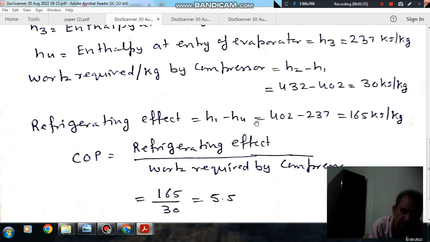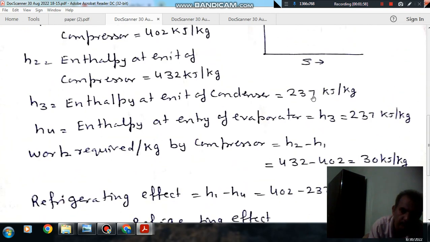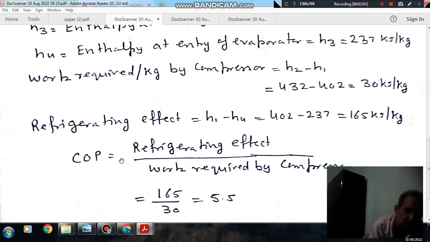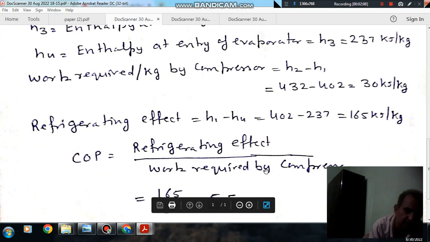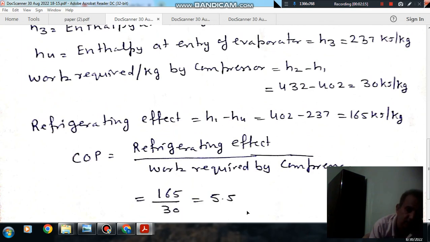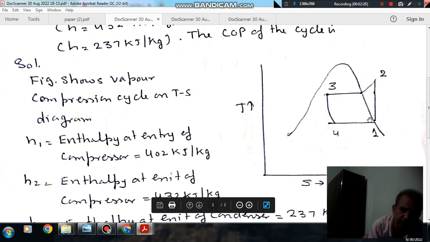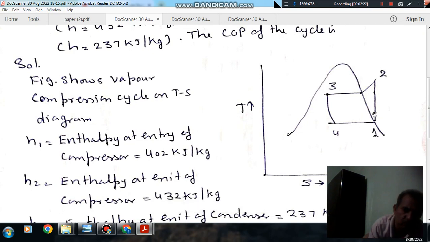So the refrigerating effect is H1 minus H4, that is 165 kilojoule per kilogram. The work required is 432 minus 402, that is 30 kilojoule per kg. COP is the refrigerating effect divided by the work required by the compressor, so 165 by 30. So COP is 5.5. We just have to divide H1 minus H4 by H2 minus H1 to find the COP, and these values are given.